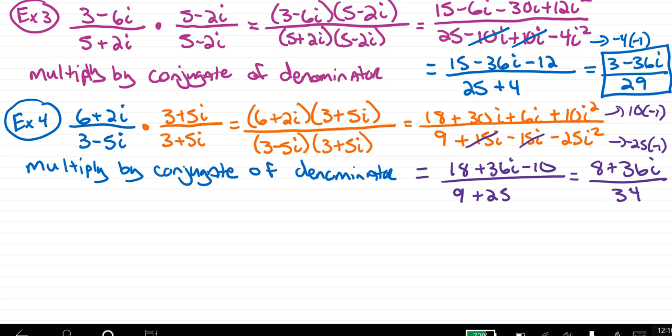Again, for this one, hopefully you notice they're all even, so I can take out a GCF from 8, from 36, and from 34. So my final answer would be 4 plus 18i over 17.